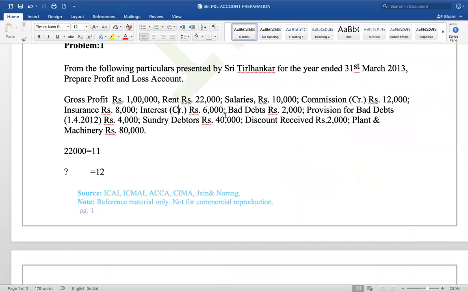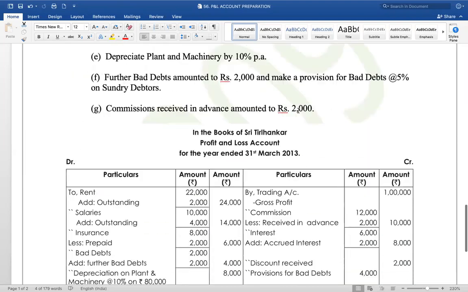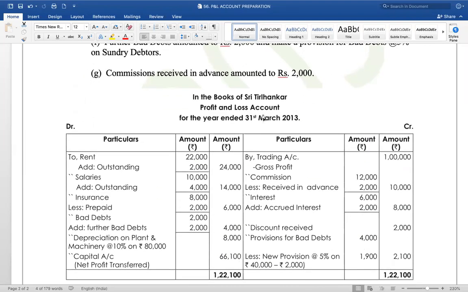Next, interest is over. Bad debts 2,000. What is this bad debt? I told you, right? Bad debt is the irrecoverable debtors amount. So bad debt is a loss. Debit all expenses and losses. Profit and loss account is a nominal account. So this is a loss, and profit and loss account is debited to bad debt.